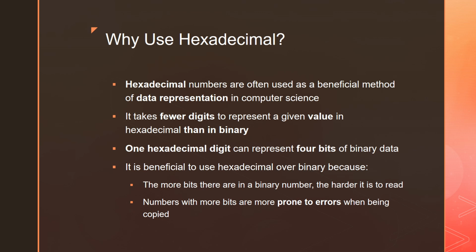It takes fewer digits to represent a given value in hexadecimal than in binary or denary. One hexadecimal digit can represent 4 bits of a binary number. It is beneficial to use hexadecimal over binary numbers. The more bits there are in a binary number, the harder it is to read. So numbers with more bits are more prone to error when being copied.